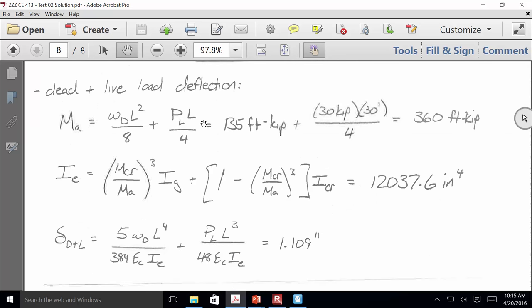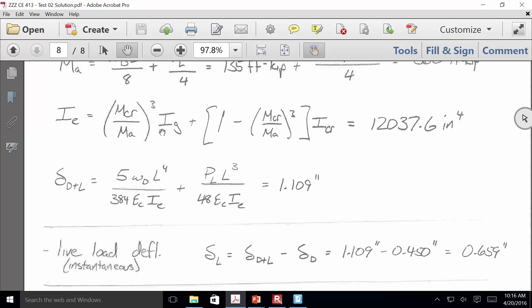Dead plus live, your moment: wL squared over 8 plus PL over 4. I had folks trying to turn the point load into a distributed load. You were given the beam aids on the next page, so you should have had all of that. So wL squared over 8 plus PL over 4, you got 360. Compute a new moment of inertia right here. What is your deflection? Use that moment of inertia: 5wL to the 4th over 384EI plus PL cubed over 48EI. All right? Using this moment of inertia, plug and chug, you get 1.019. So that's your dead plus your live.